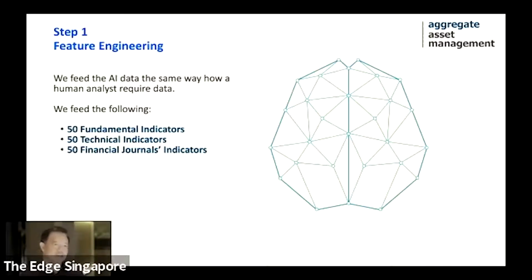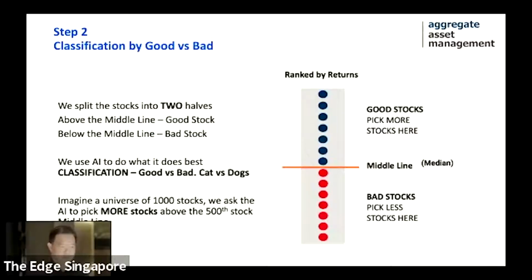So step number 1, we call this feature engineering. So remember, the AI does what humans do, right? So we feed the same data as what the analyst will require. And just as an indication, we have 50 fundamental indicators, 50 technical indicators, and 50 financial journal indicators. Now, financial journal indicators, these are professors, these are researchers who spend decades of their life studying a particular phenomenon. And not to include that wisdom in your engine doesn't make sense. Of course, we should include that. So we are agnostic in that sense. We put all the information in and we see which one works. That's step number 1.